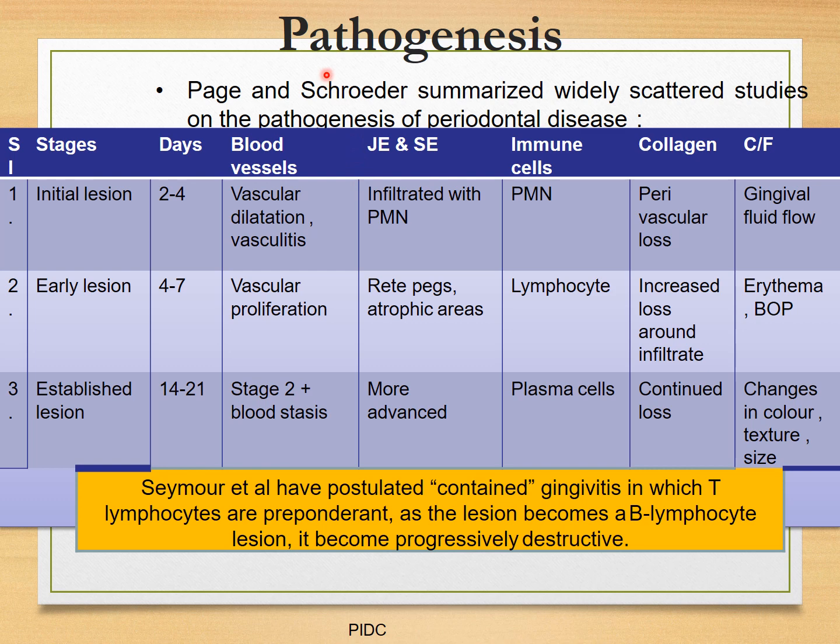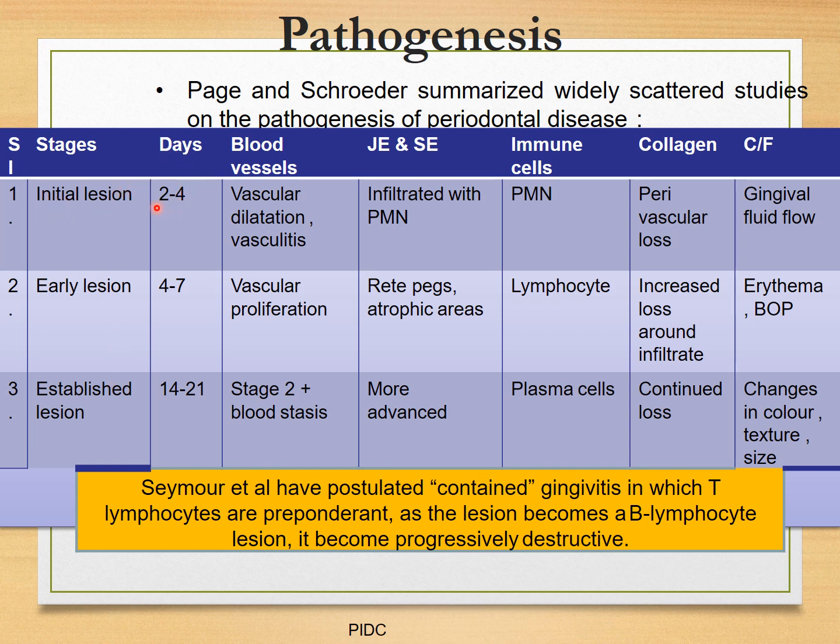Then, coming to the pathogenesis, in detail it starts from the stages of gingivitis and then to the formation of the pocket and then to the bone destruction. So under pathogenesis comes gingivitis, that is inflammation of the gingiva. It has been described in various stages, that is initial lesion, early lesion and established lesion. Page and Schroeder summarized widely scattered studies on the pathogenesis of periodontal disease. So first one, that is the initial lesion.